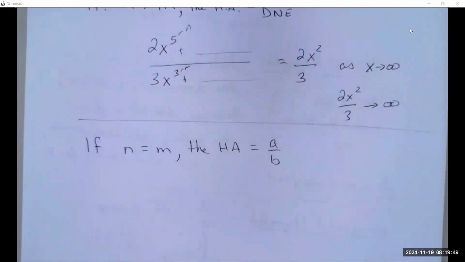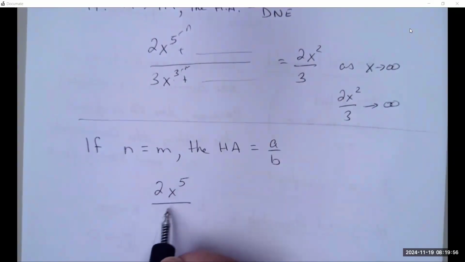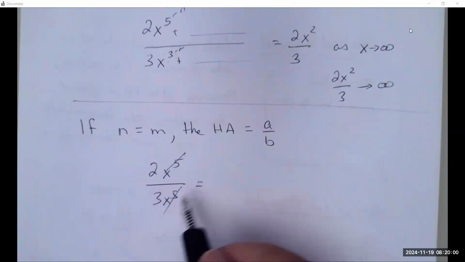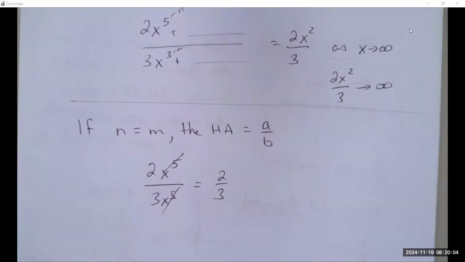It's going to be the coefficients. It can't be 1 because it's not always going to be 1. Think of it, if we had 2x to the 5th over 3x to the 5th, the x to the 5ths cancel, we're left with 2 over 3. It's whatever the coefficients are.